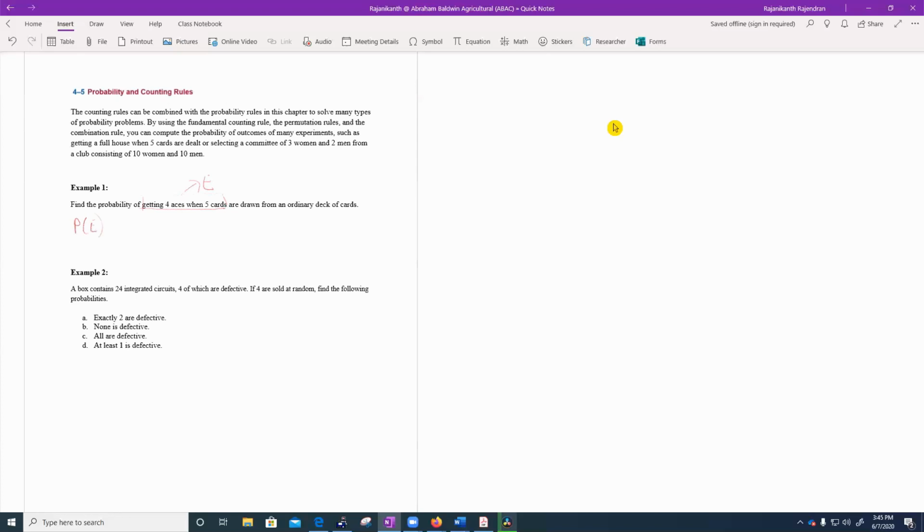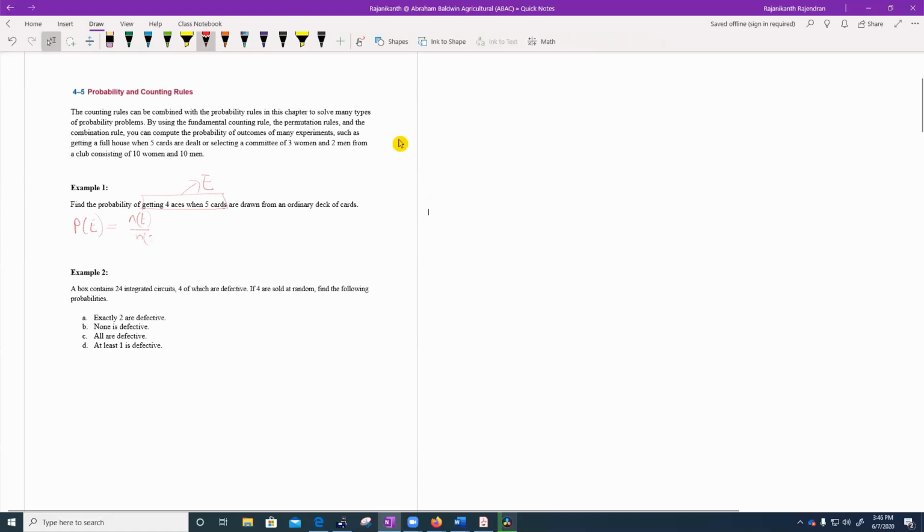So I'm going to use the formula for P of E we had, the empirical probability, remember? The probability of E is given by N of E over N of S, right? So now you need to figure out these two numbers, N of E and N of S. Okay, so let's find out these two numbers. First, let us figure out what N of S means. What is N of S here? The number of possibilities in my sample space.